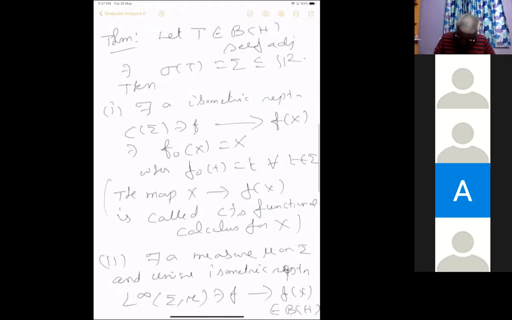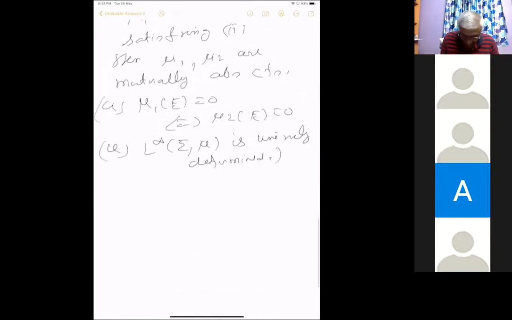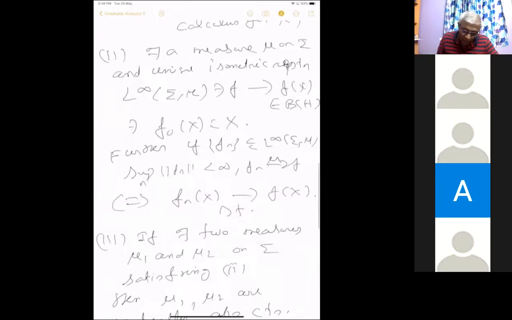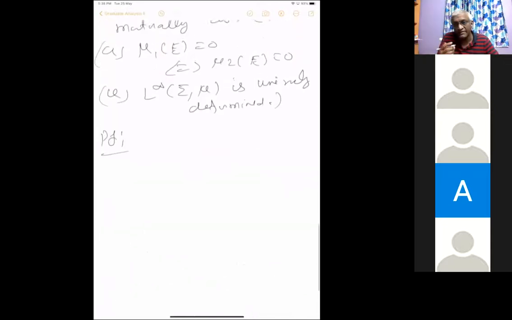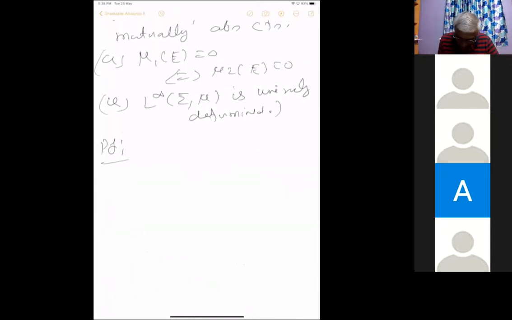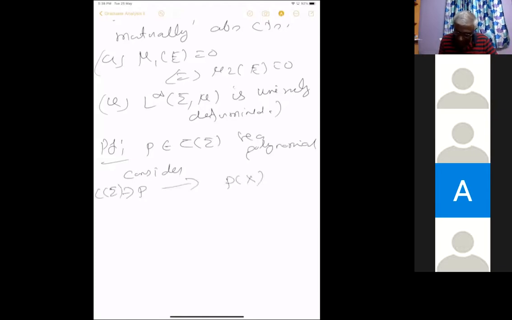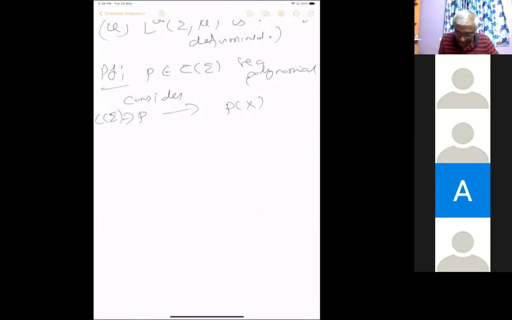I have written too many things, but the proof, we have already proved everything. Okay, the proof. So the first statement says that there exists an isometric representation from C of sigma to B of H satisfying that condition. So we have already proved it. Let P in C of sigma be a polynomial. I'm just recalling it. Then consider this map P in C of sigma to P of X. We have already proved that this map is isometric.